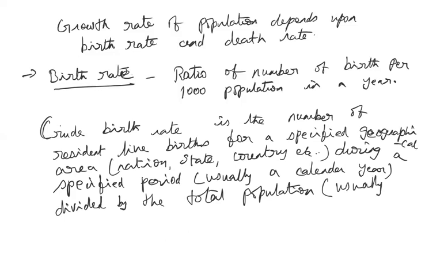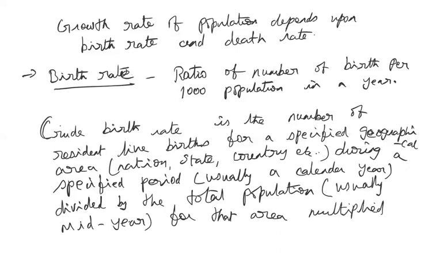Even the per capita income is calculated based on the national income divided by population, isn't it? So that population is calculated from whatever the population of that particular locality is in that mid-year, for that area, multiplied by 1000. I think this will give you better information.